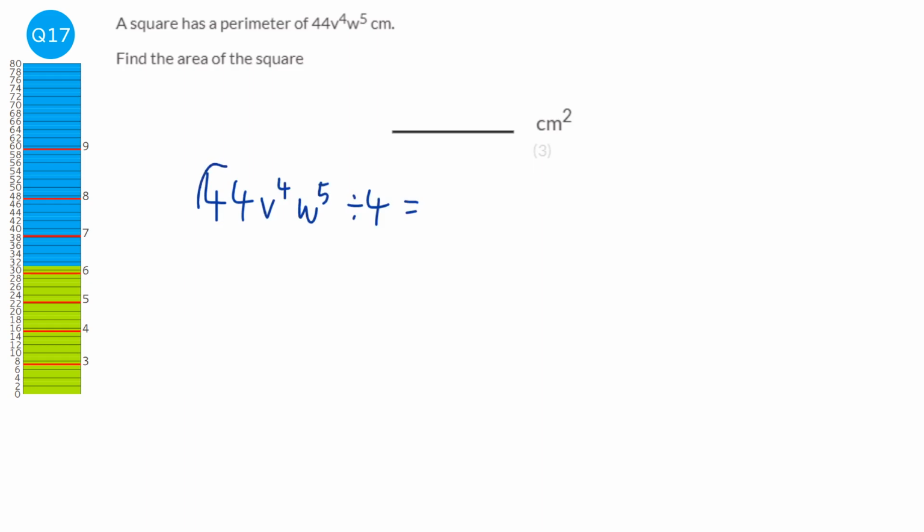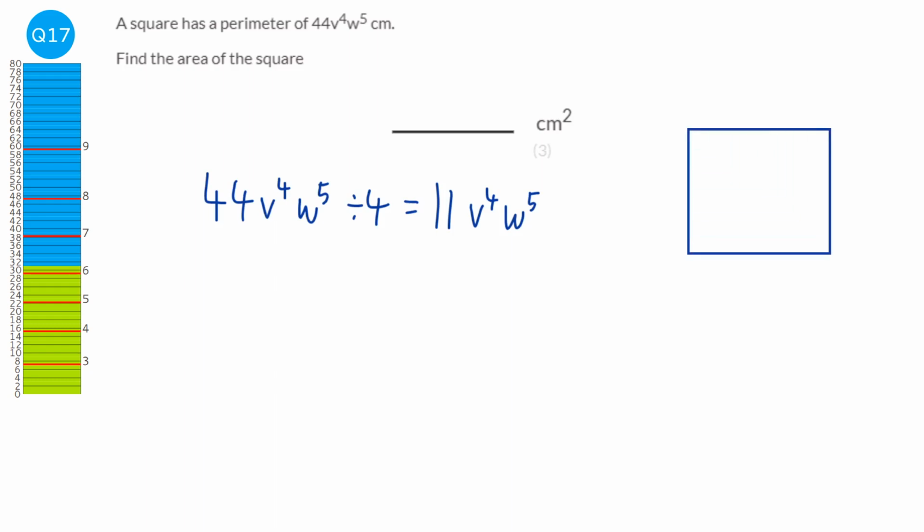And to do that, all we need to do is just divide the coefficient by 4. So it'd be 11v to the power 4 w to the power 5. Some people will try and do something with the v to the power 4 w to the power 5, but if you think about it, if I just draw out my square, if it's 11v to the power 4 w to the power 5 all the way around, when you add, you don't add the v to the power 4 w to the power 5. It's just going to be 11 lots, another 11 lot, another lot of 11, and another lot of 11. So it's 44 v to the power 4 w to the power 5 in total.